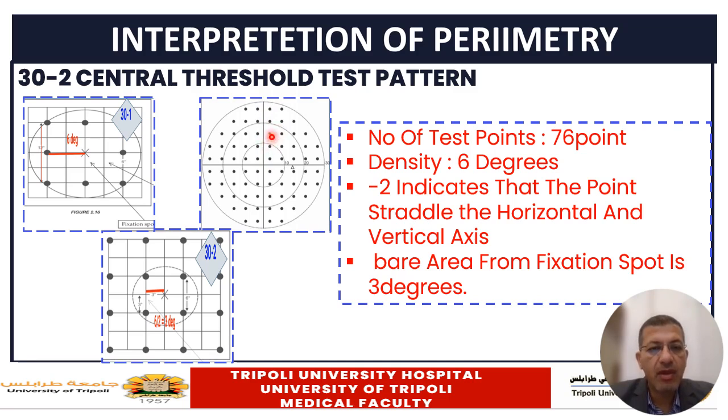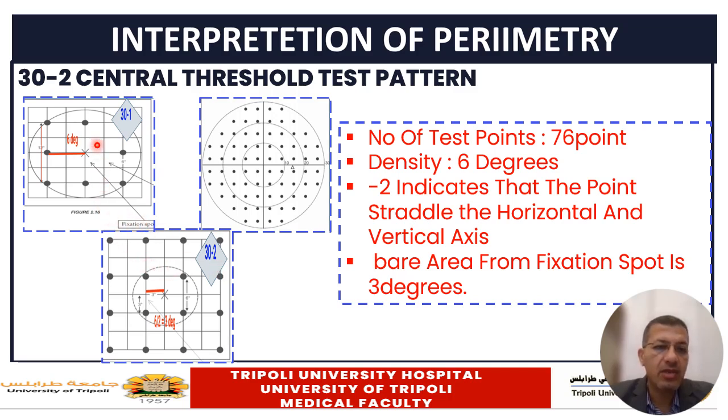So if there is any pathology in this area, it belongs to this quadrant, and if there is any pathology in this area, it belongs to this quadrant. The total number of test points in the 30-2 is 76 points, and the points are 6 degrees apart, and 3 degrees from the midline. This is the main difference between 30-2 and 30-1.